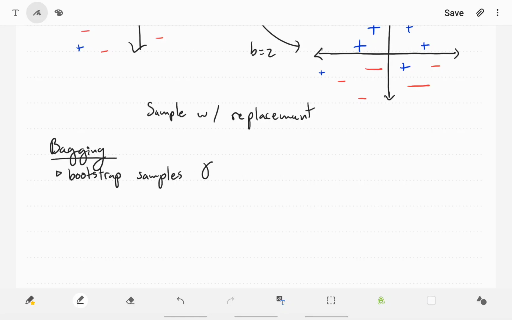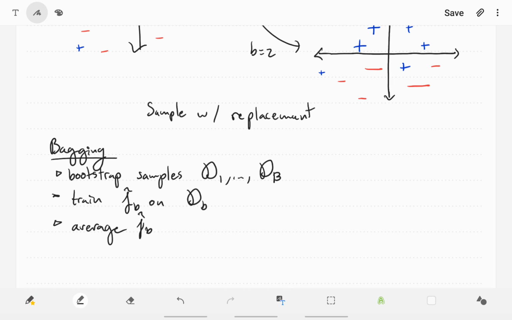Call them D1 up to D capital B for the different data sets. And then you train your f hat sub b on calligraphic D sub b. And you could imagine what you would do if you had multiple copies of the same sample: you would just use it as if there were multiple data points on top of one another there. And then at the end, we just average our f hat b's, in the way that we described above.